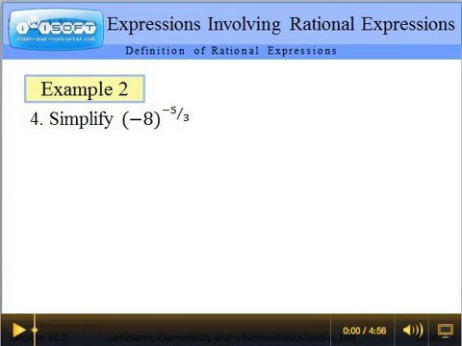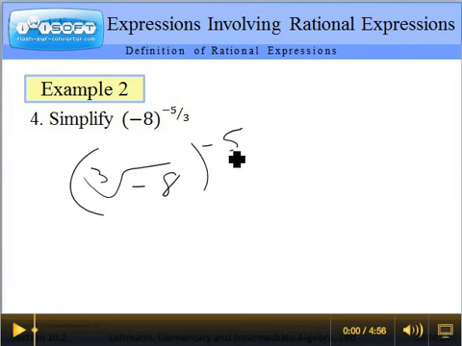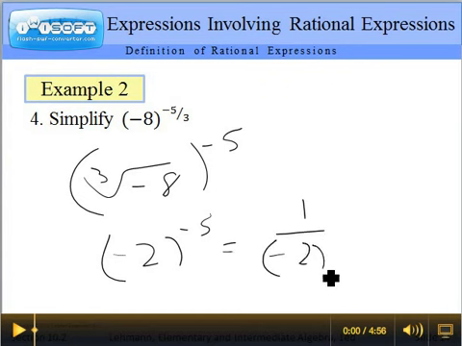And then if I have negative 8 raised to the negative 5 over 3, I would be taking the cube root of negative 8, raising it to the negative 5. So this would be negative 2 raised to the negative 5. So this would be 1 over negative 2 raised to the 5, which is 1 over negative 32.